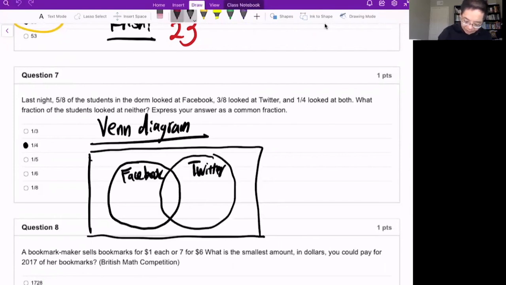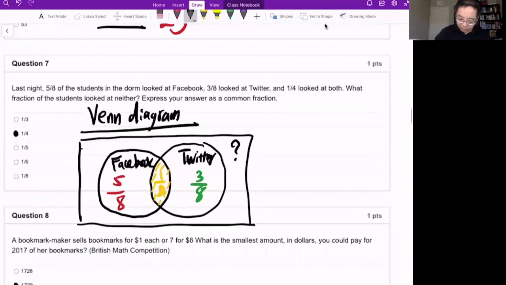Okay, so we know the fraction of students who look at Facebook is 5/8. And those who look at Twitter is 3/8. Now the overlap is both, right? Those who look at both. So this overlap is 1/4. We need to figure out the fraction of students who look at neither. So that's everything that's outside.